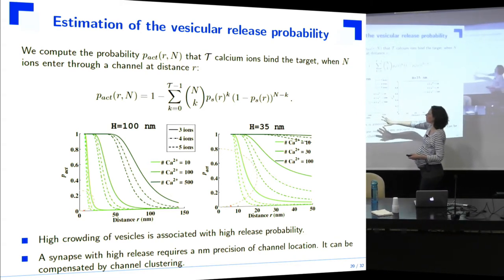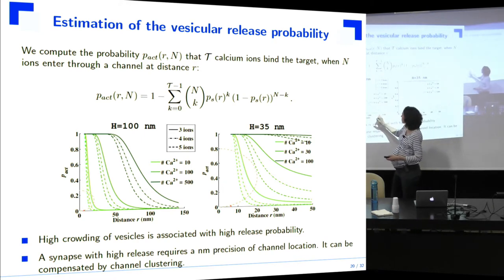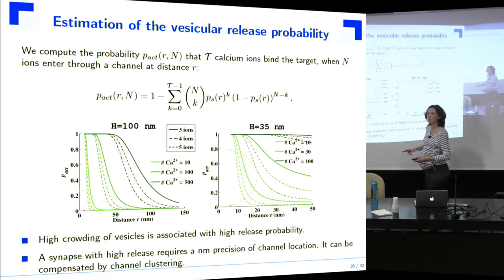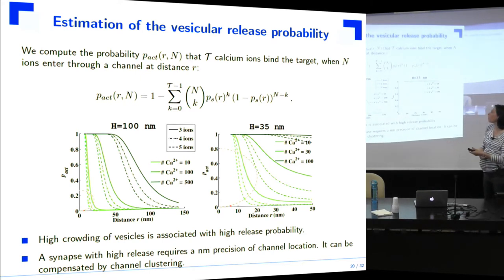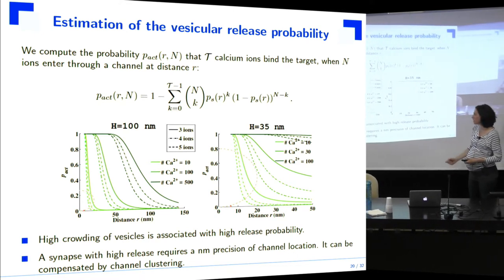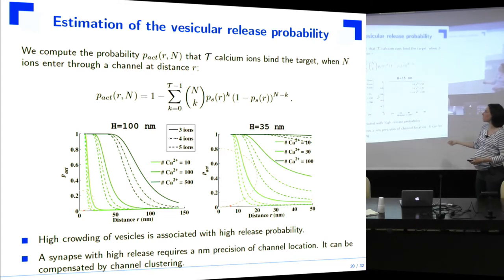see the difference between vesicles that are very far away from each other or very close to each other, and the importance of having the channel close or far, and you see how fast it decreases. And then you have results that you can give to people doing experiments. They probably already had some guess, but the crowding of vesicles should be associated with high release, and the high release requires nanometer precision of the channel. But if you cluster the channels, you might be able to recover a very high release probability.